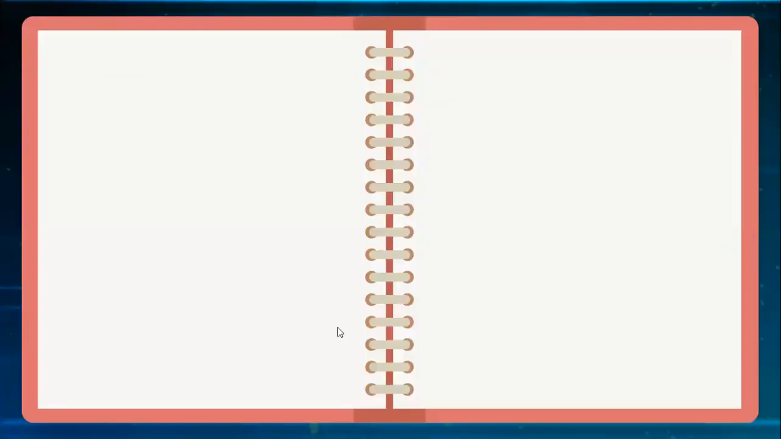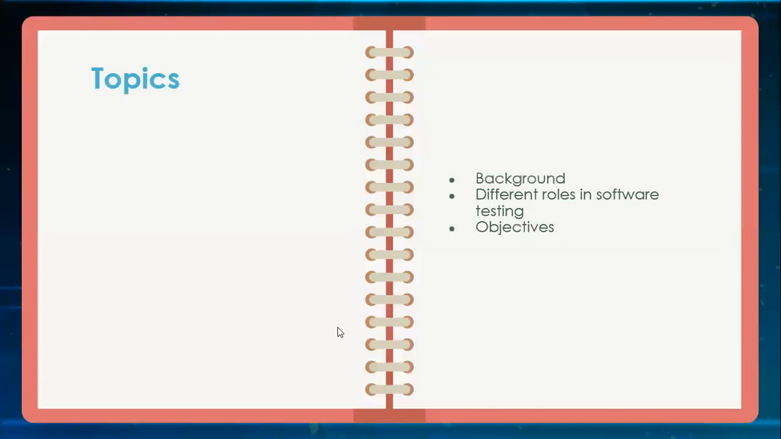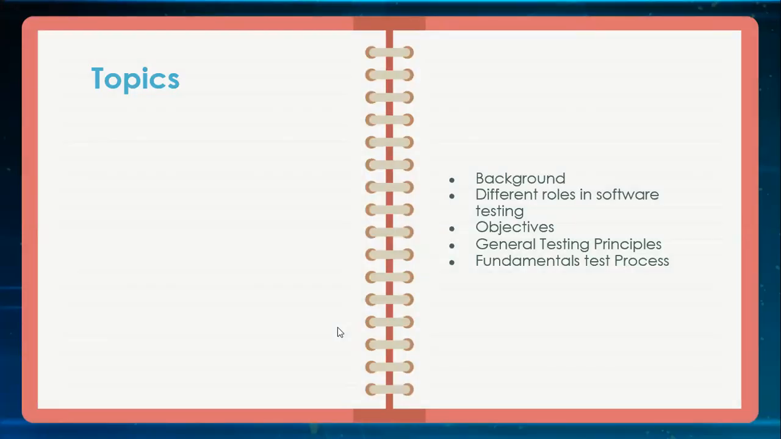So for tonight, these are my planned topics. We'll be talking about background of testing, different roles in software testing, and the objectives. What are the objectives of testing? The fourth thing tonight will be general testing principles. Fundamental test process will be our next topic. And those are the things that we'll have question and answer.